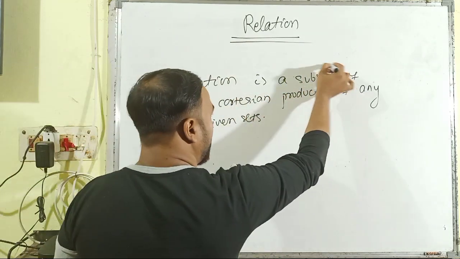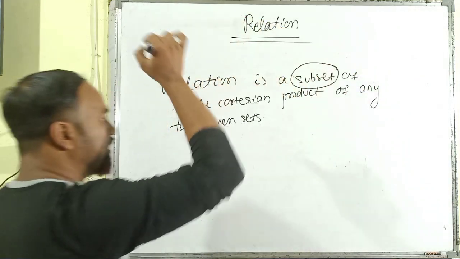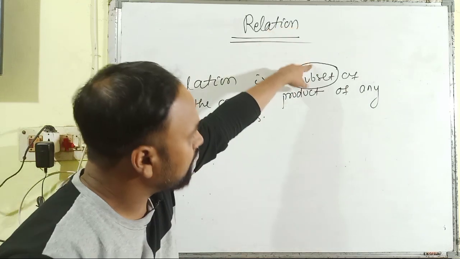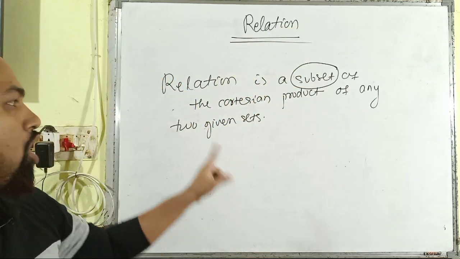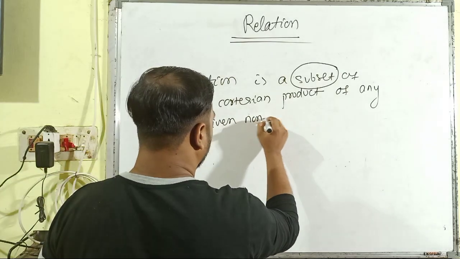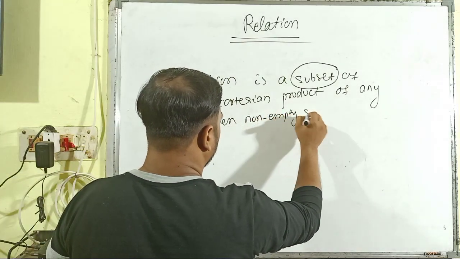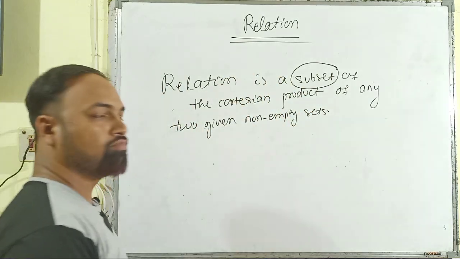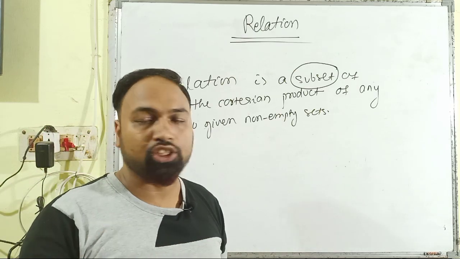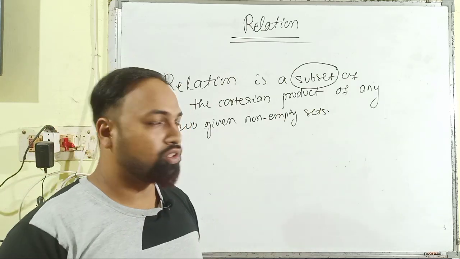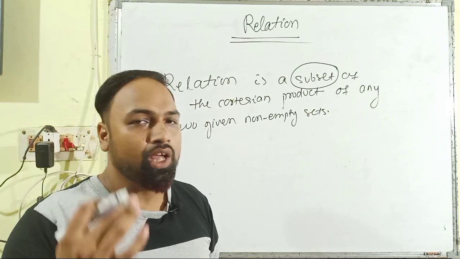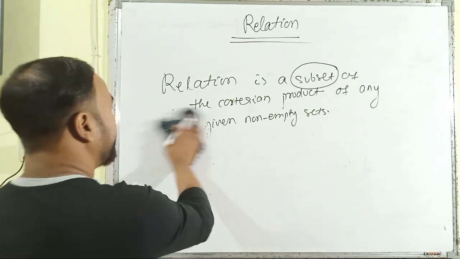And here it is the most important word present in the chapter, relation. Relation is a subset of the Cartesian product of any 2 given non-empty sets. You can also write down here non-empty sets. Okay, so this is all about the fundamental of the relation chapter. Then let us look towards the exact definition of relation, and solve some of the problems based upon the relation topic.